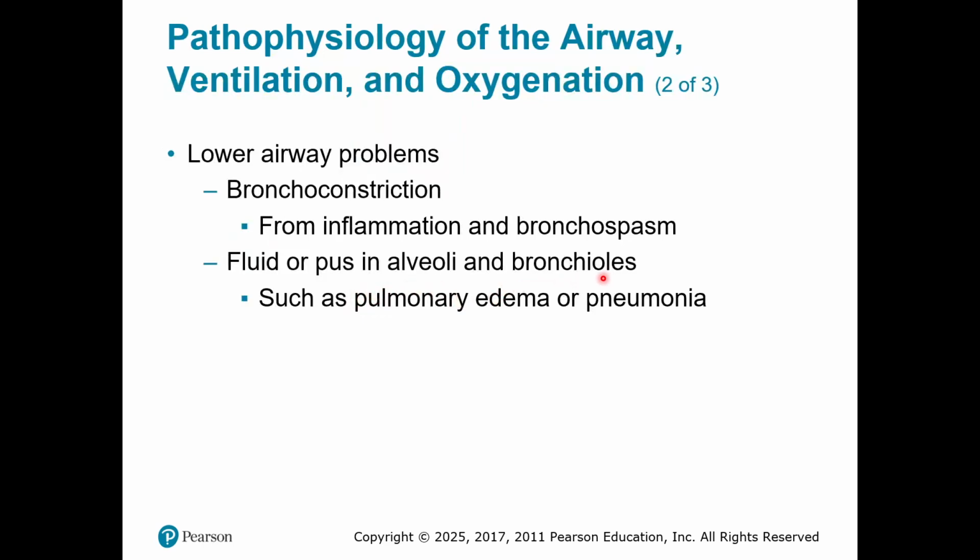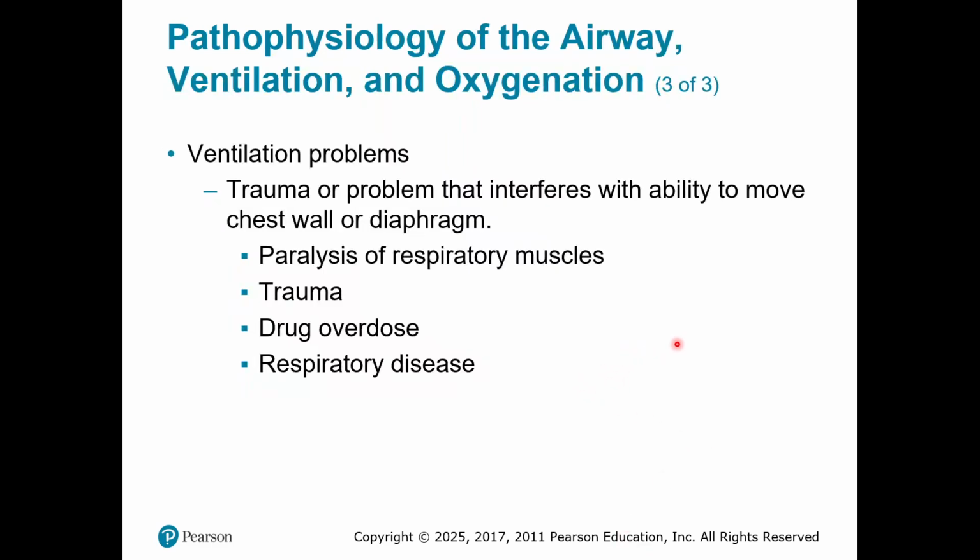Fluid or pus in the alveoli and bronchioles. So, we have to think about a pneumonia here, or a patient with pulmonary edema. If those alveoli have been blocked from gas exchange, then we're going to have a problem getting gas exchange if they're blocked. All right, trauma or problems that interfere with the ability to move chest wall or diaphragm. As I mentioned before, we have that mechanical process of breathing as well. And so if that patient has a problem with their diaphragm being injured, they have multiple rib fractures, they have intercostal muscle damage, all of that's going to take away that ability for the rib cage to expand and move out to allow the lungs to inflate.